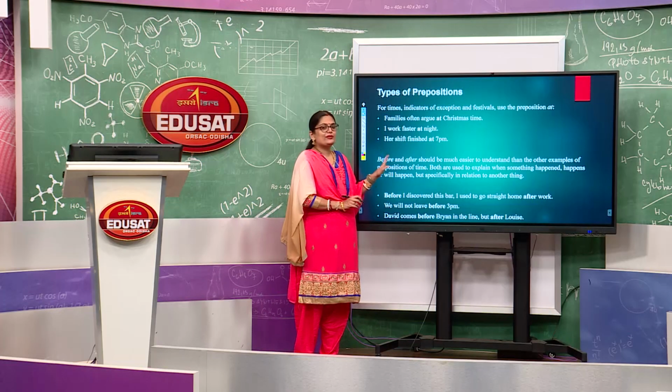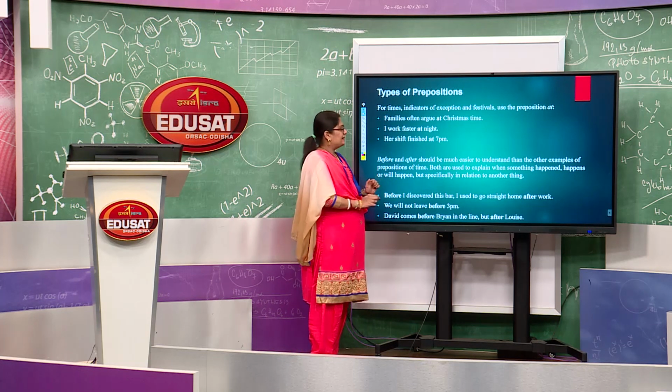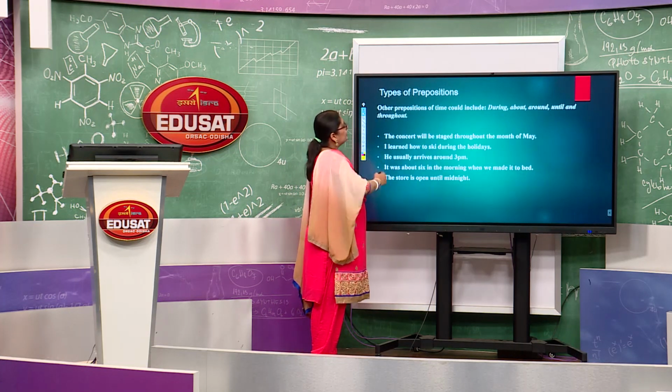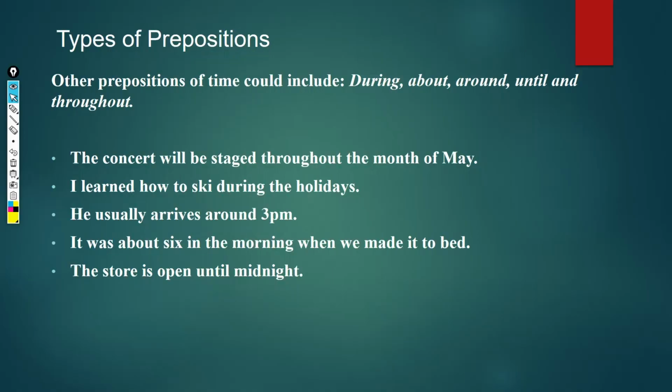Now children, I am sure you have understood this group of examples. Now moving on to the next slide. Other prepositions of time could include during, about, around, until and throughout. Now let us study these with the help of examples. The concert will be staged throughout the month of May. Look how throughout has been used.